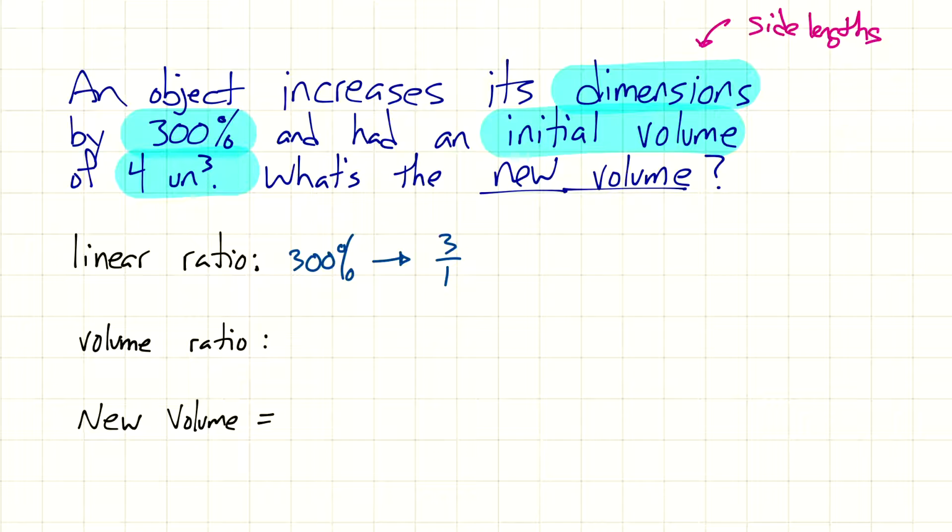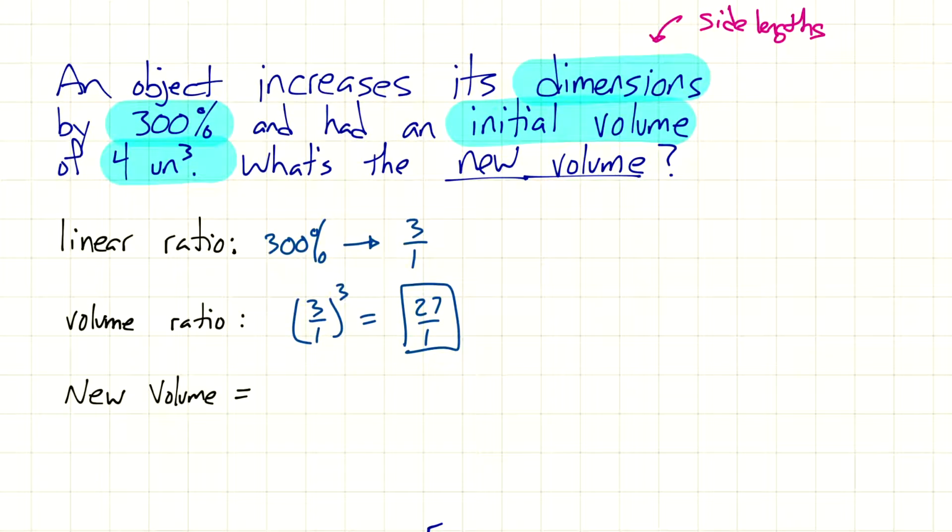All right. So we'll use what we've learned before, and we're going to take this 3 over 1, and we're going to cube it, right? Since we're talking about volume, it's cubed. If we want to know the area ratio, we would square it. And so this is going to give us 27 over 1. Right? So this is our volume ratio. Right? So now what we want to figure out is the actual volume.